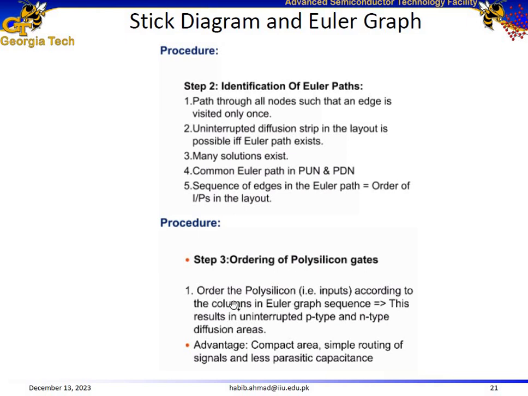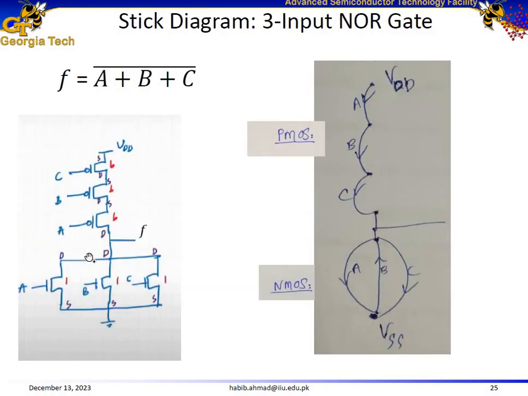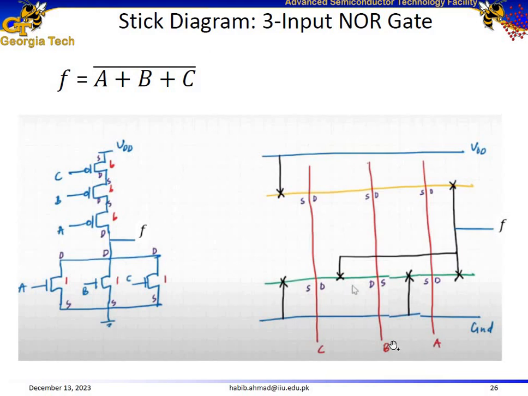Ordering of the polysilicon gates. Order the polysilicon according to the Euler sequence. So for example, over here our Euler sequence becomes A, B and C. So the ordering of the polysilicon gates should be accordingly as well: A, B, C, or we can reverse the order, and we can place the A polysilicon gate over here, B input over here, and C over here. So the ordering of the polysilicon gates should be according to the order of the Euler path.